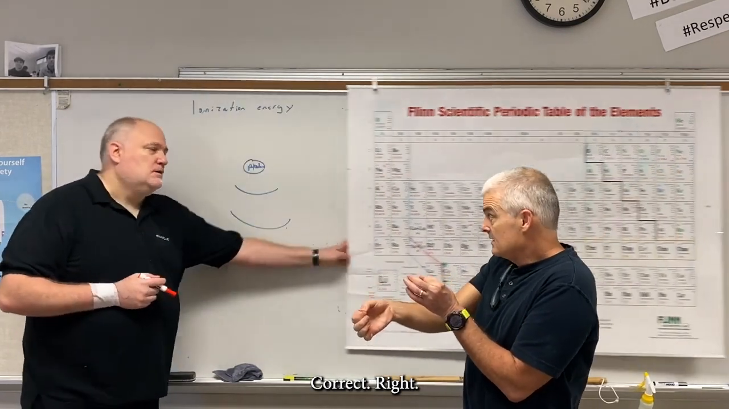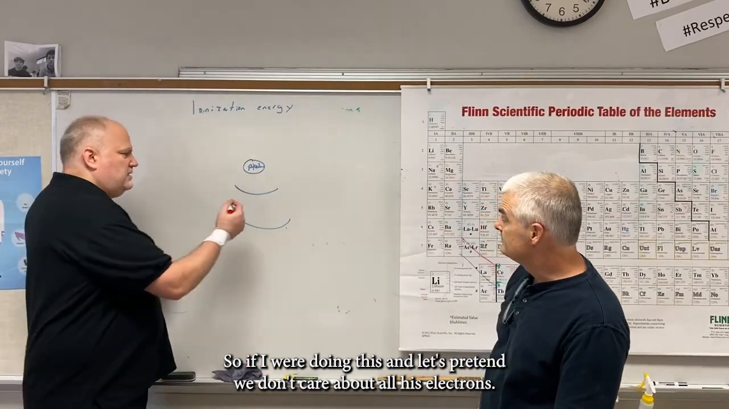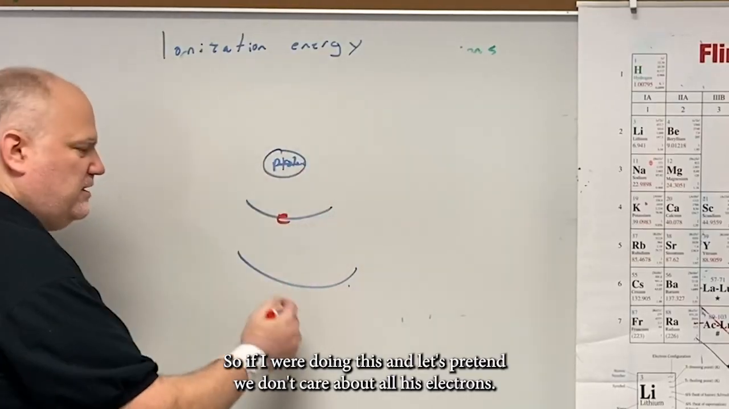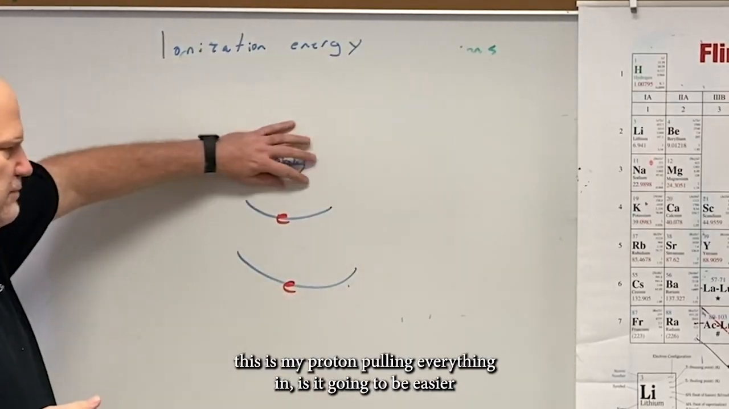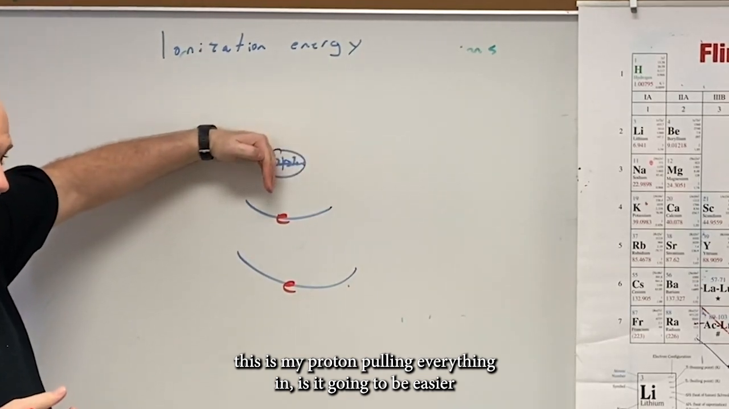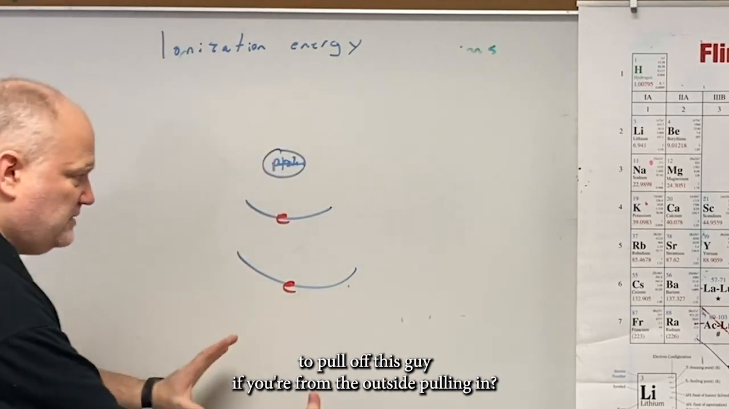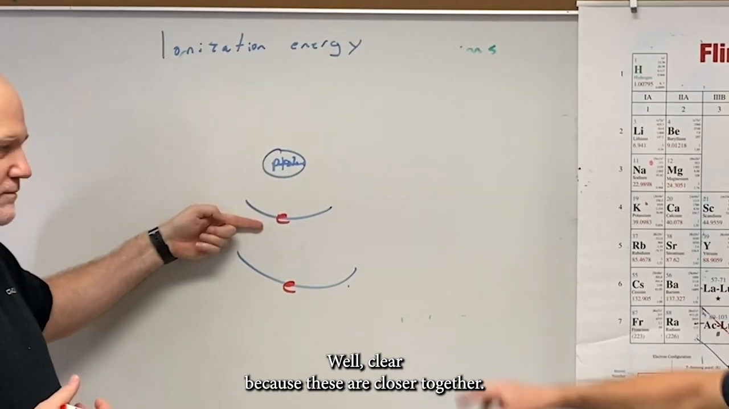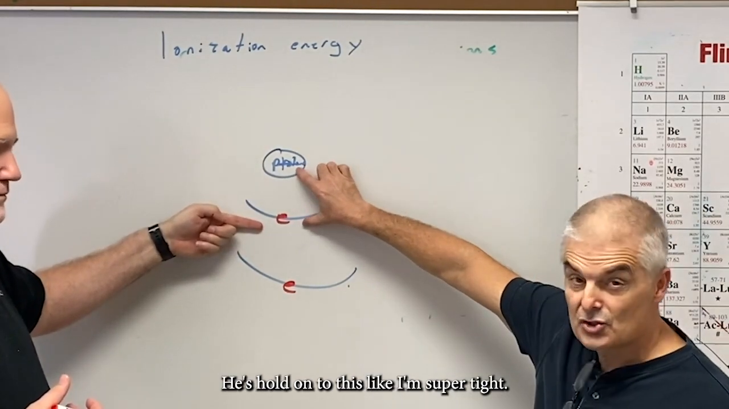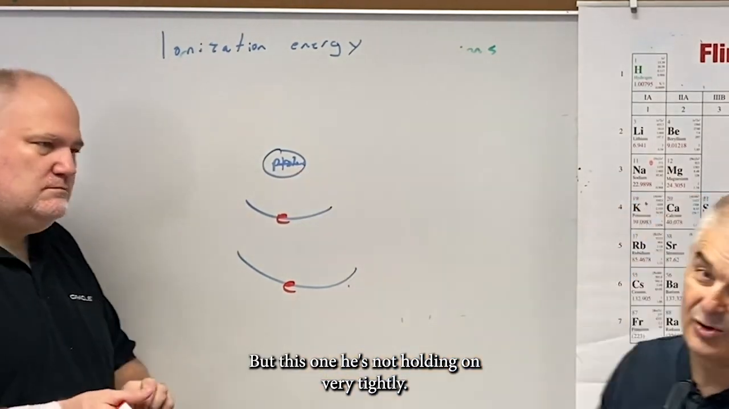Correct. Right? So if I were doing this, and let's pretend we don't care about all the other electrons, but if I were to ask you, this is my protons pulling everything in, is it going to be easier to pull off this guy if you're from the outside pulling in, or this guy? Well, clearly because these are closer together, he's holding on to this electron super tight, but this one he's not holding on very tightly.